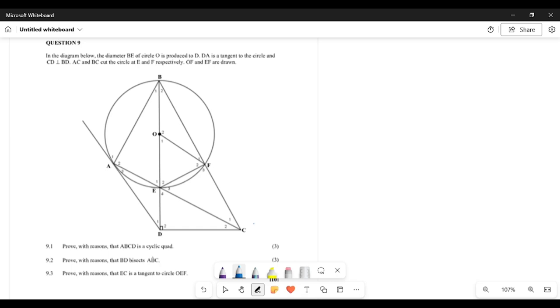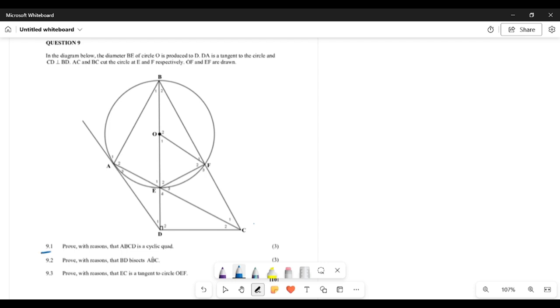So in this video, we're going to be looking into question 9. We're moving on to question 9, and question 9 relates to Euclidean geometry. Now we're given a diagram whereby we're given a circle, with a diameter BE, and we are also given the points that are on the circle. And now I'm just interested in the questions.